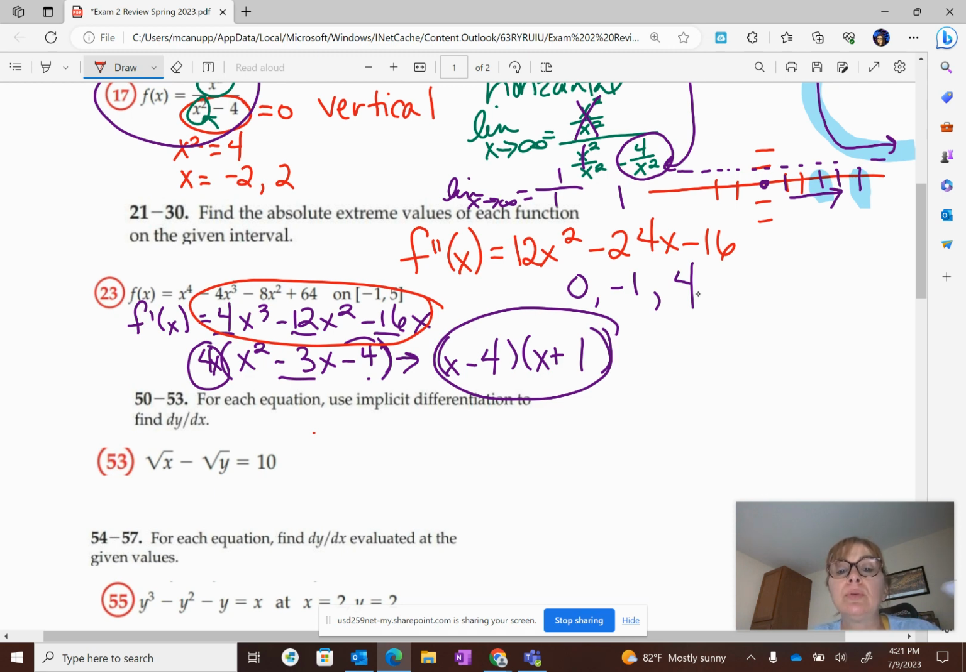I'm going to pull, I can't think now, 4. Yeah, we're going to pull 4 out of there. So I have 4. That's going to be 3x squared minus 8x minus 4.